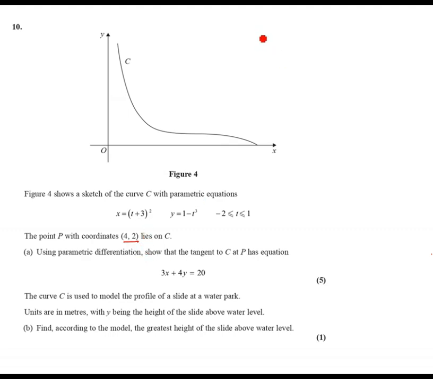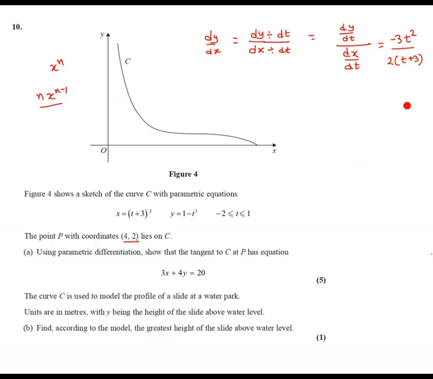So first let's work out what dy over dx is. In the case of parametric equations, if we divide both numerator and denominator by dt, then dy over dx can be written as dy over dt over dx over dt. So we just have to differentiate the numerator and differentiate the denominator. So y differentiated with respect to t: differentiation of 1 will be 0 and minus t cube will be minus 3t square, over the differentiation of x, which will be 2 times (t plus 3). Differentiation of x to the power n is n x to the power n minus 1, so that's what we have used here. So this is dy over dx.